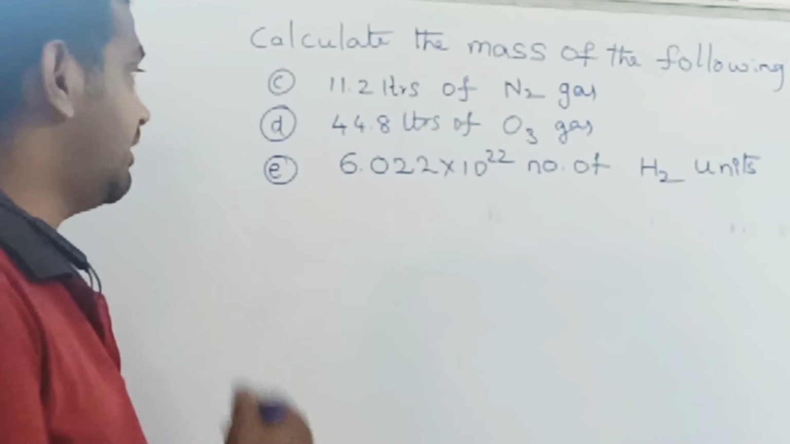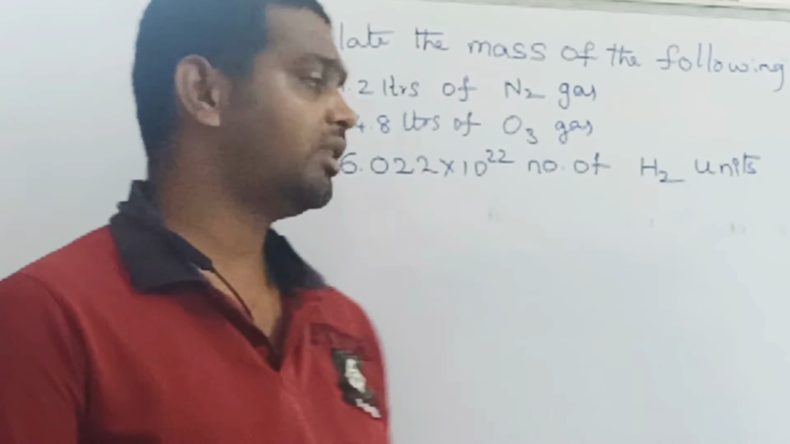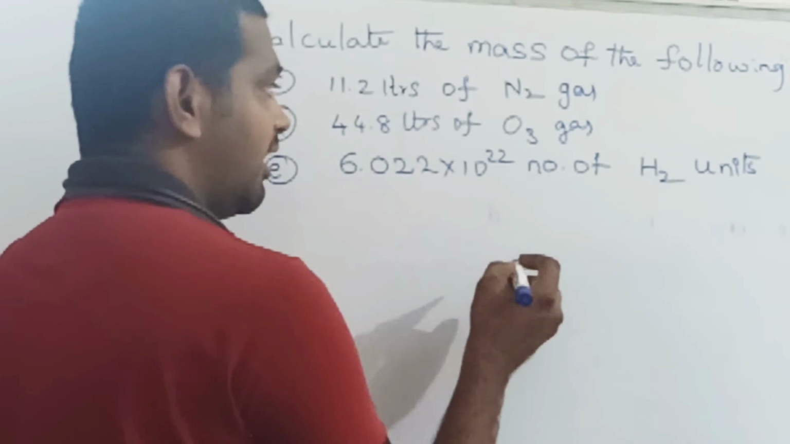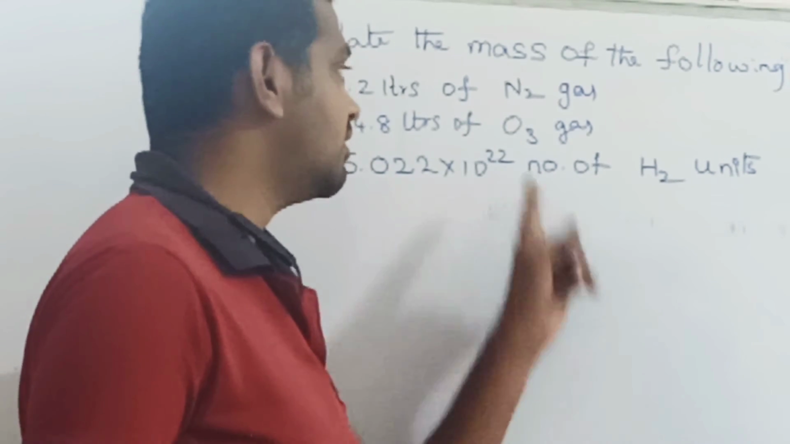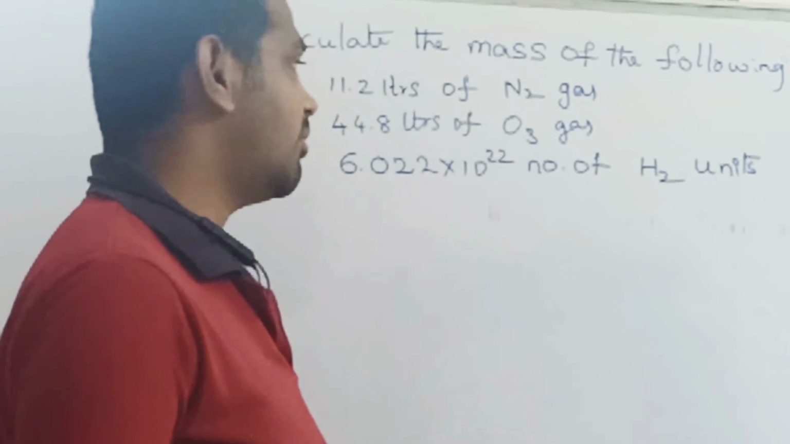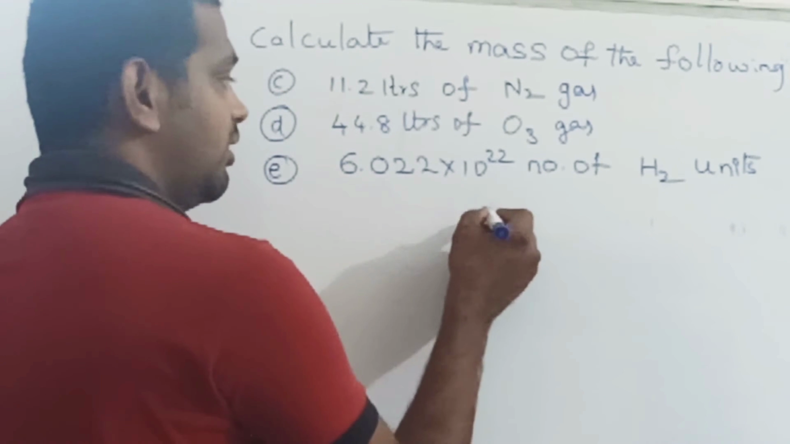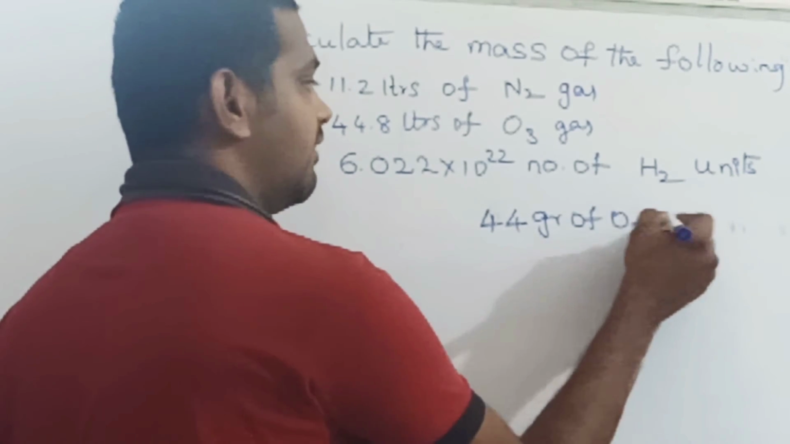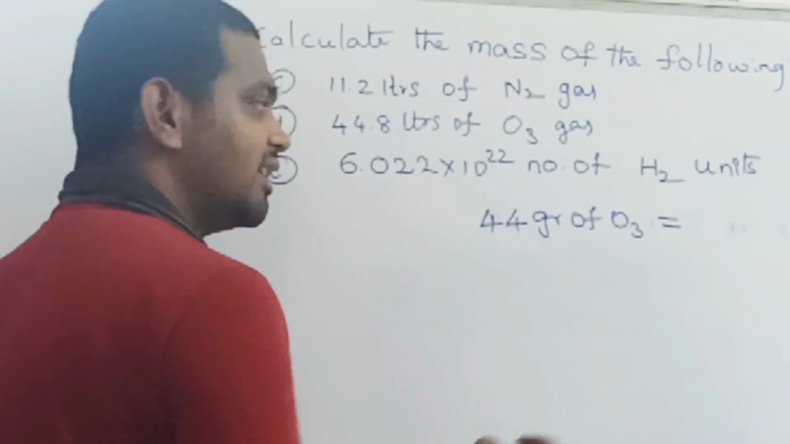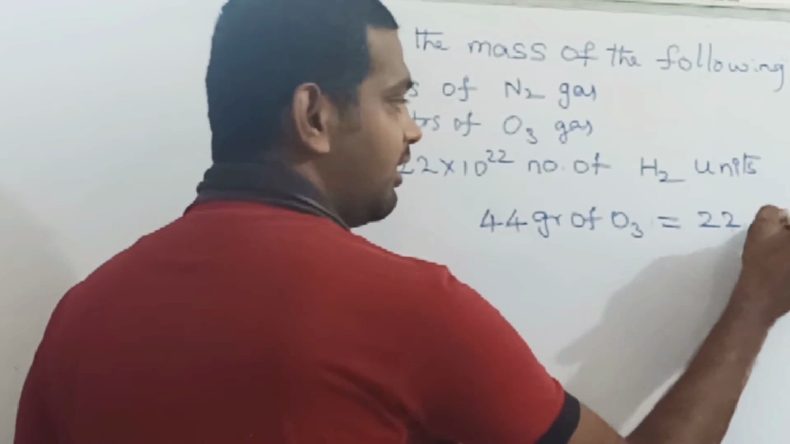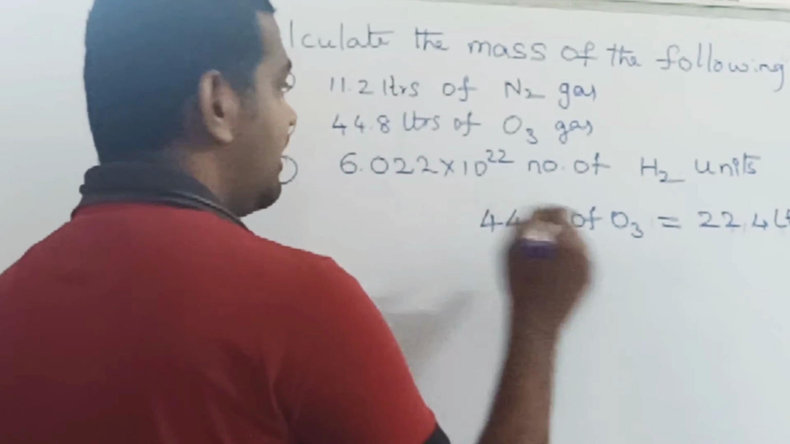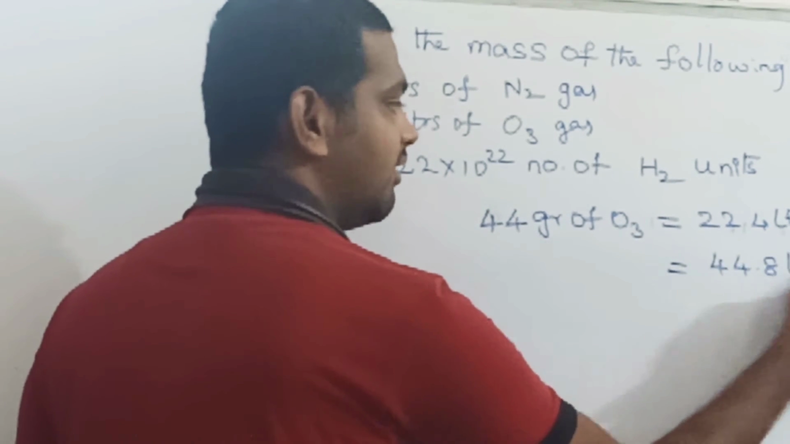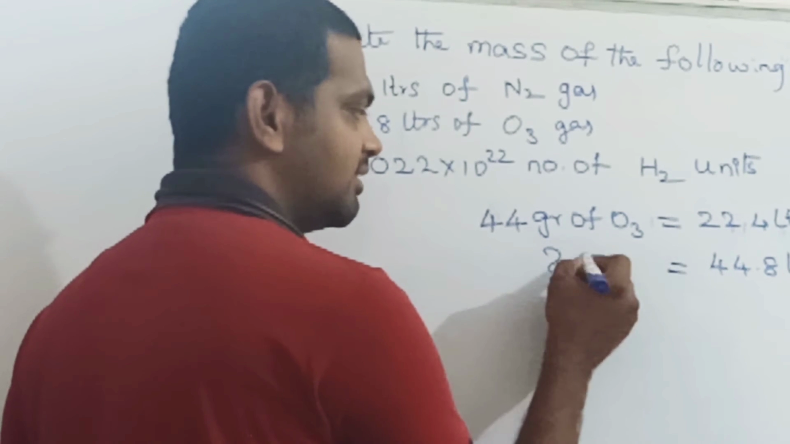Next, 44.8 liters of O3 gas will consist of how much mass? What is the molecular mass of O3 gas? The molecular mass of O3 gas is 48 grams. So 48 grams of O3 is 1 mole, and 1 mole of any gas will occupy 22.4 liters. Here how many liters have we taken? 44.8 liters. How many grams will it consist of? Let us consider this as Y.